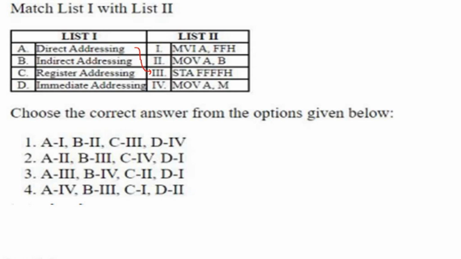Indirect addressing mode is where we have specified any register location or any memory location for the operand value. So you can see that in the fourth option, move A to M. So M is some memory location where your data will be residing. We have to move that data to the A, register A. So this is your indirect addressing.